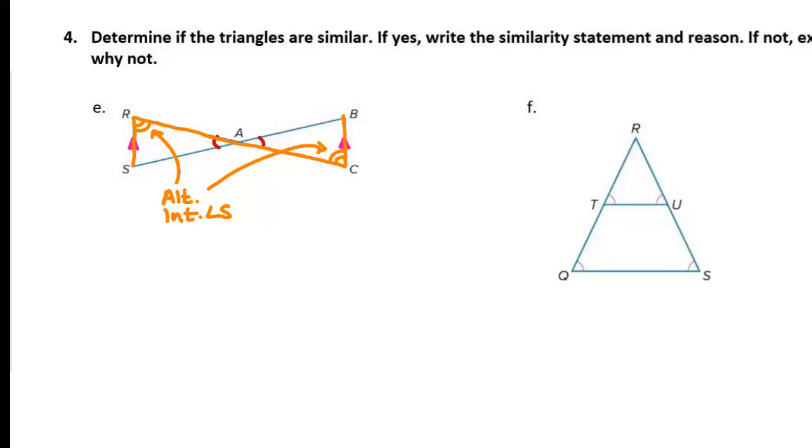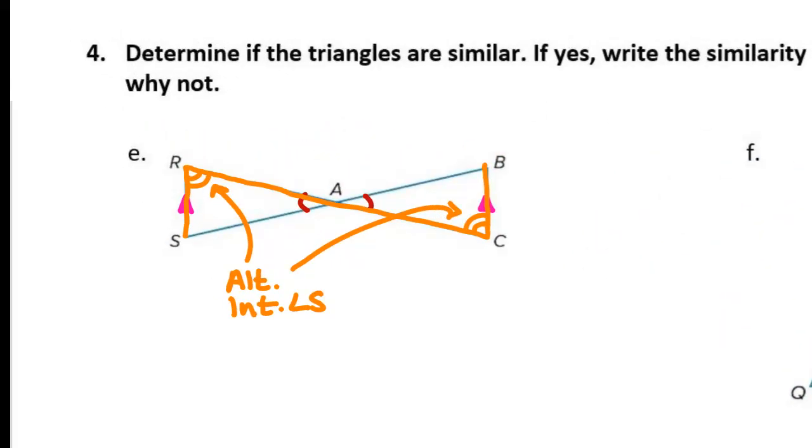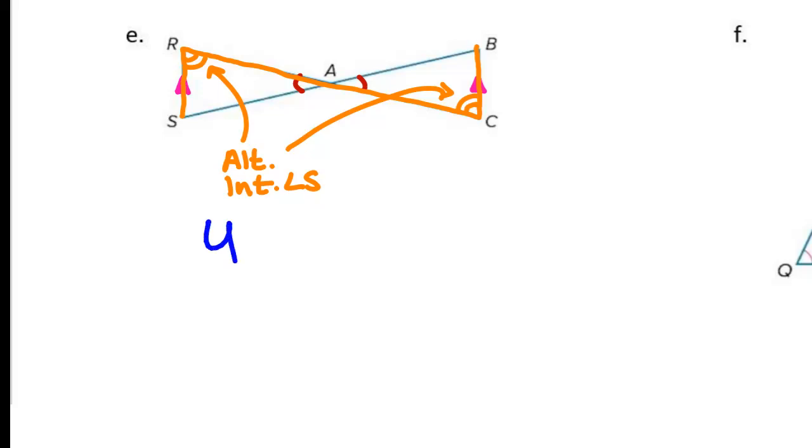Alternate interior angles are congruent if the lines are parallel. And here we were told the lines are parallel. I could have drawn my Z the other way, just so that we don't get any confusion. I could have done it like this, and then I would have had S and B as my congruent angles. So yes, the triangles are similar.